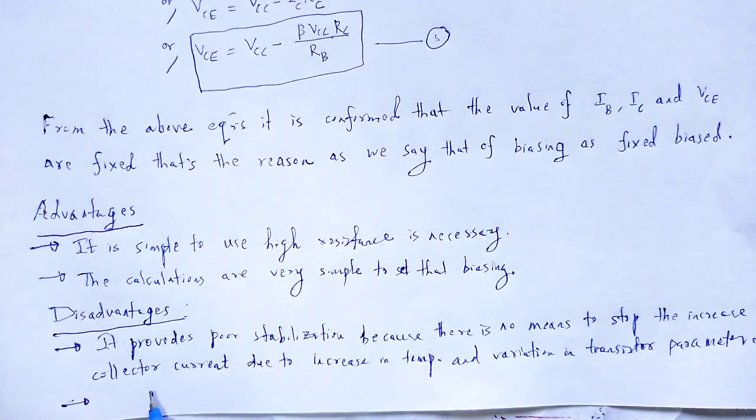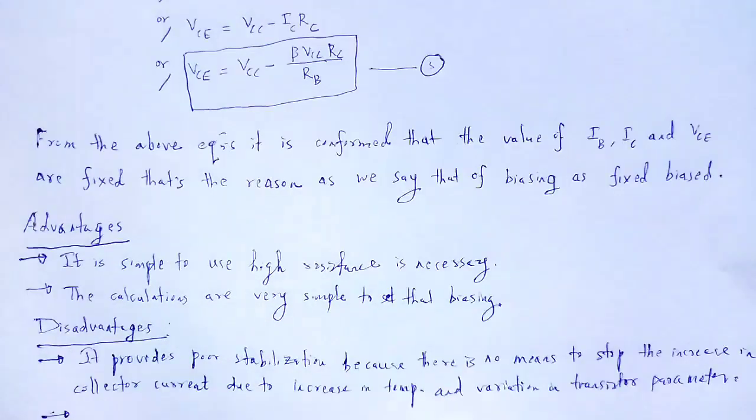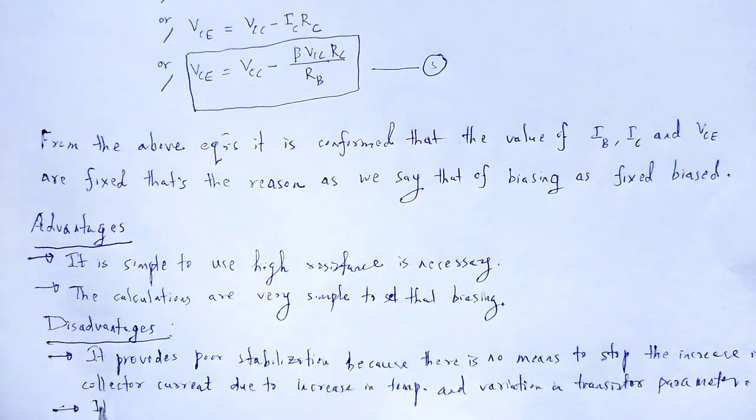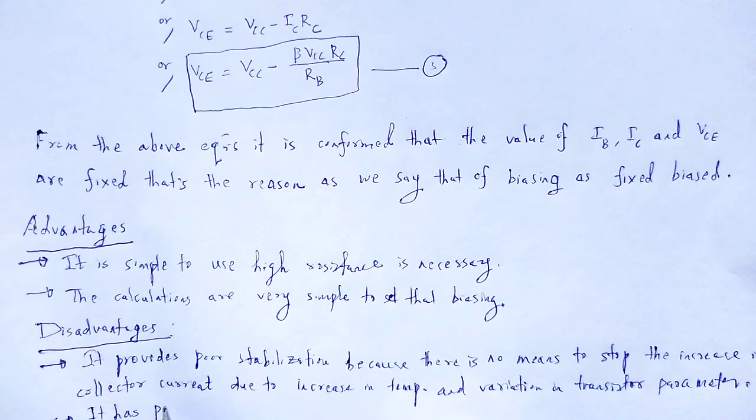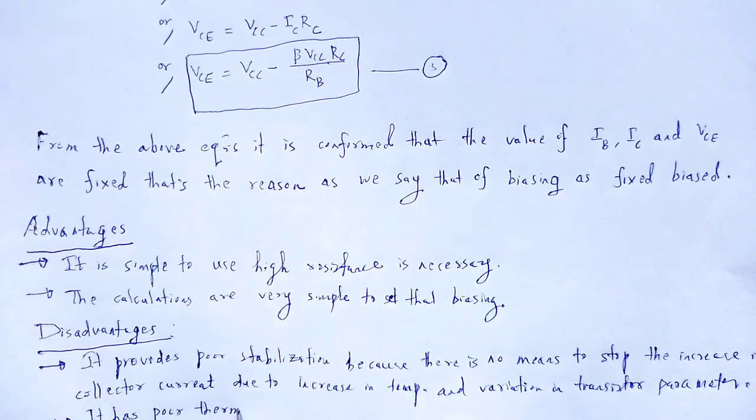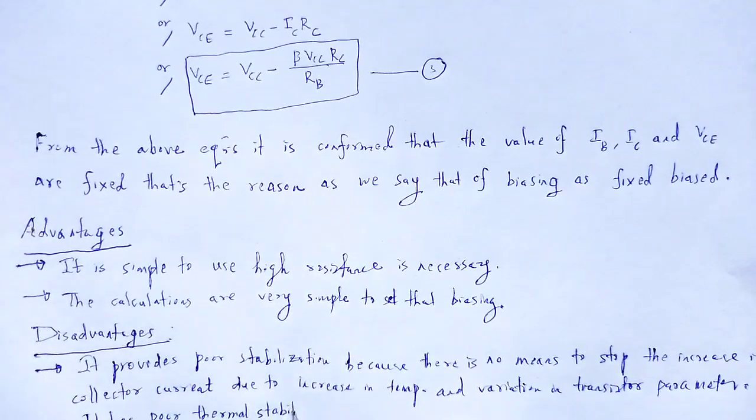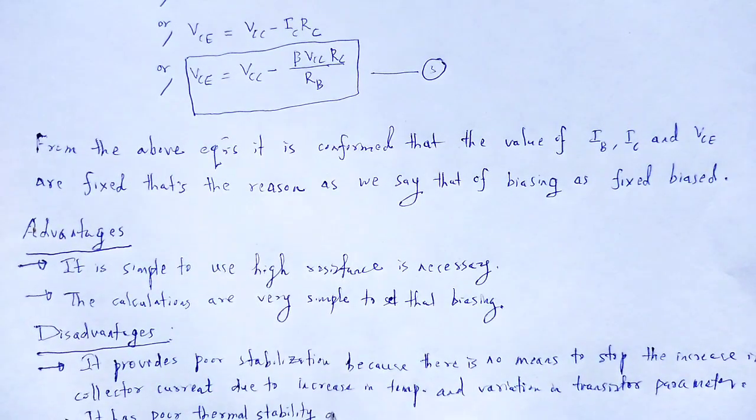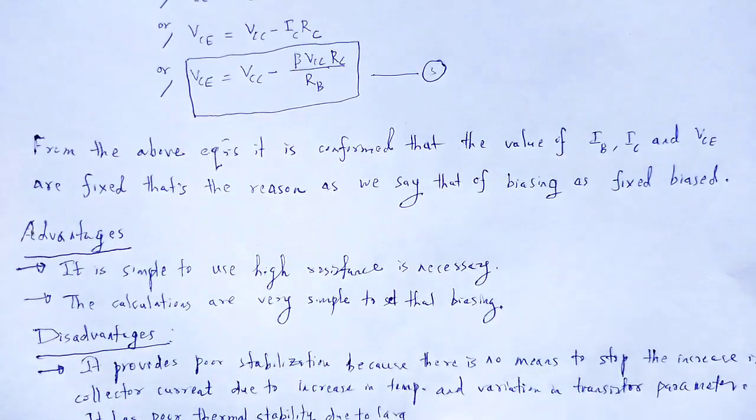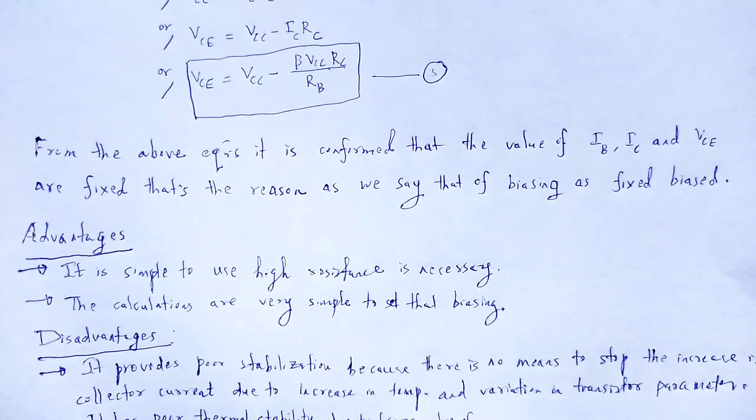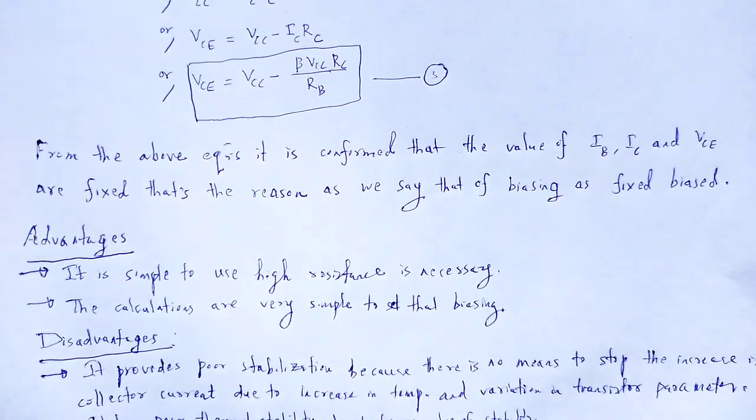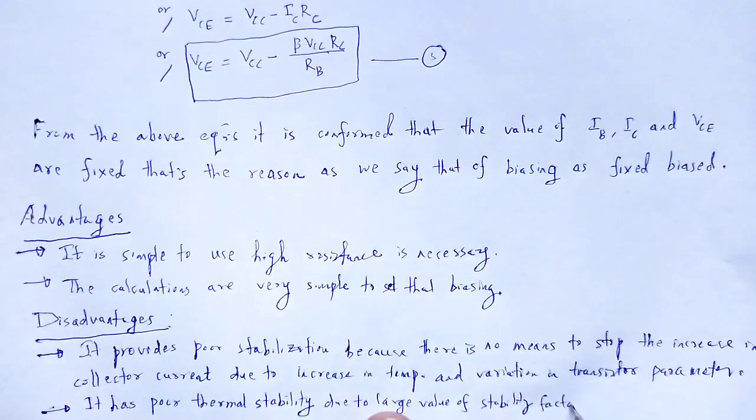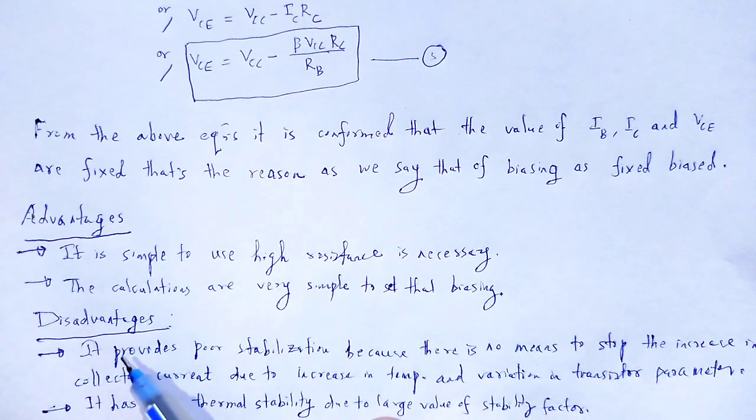And again, it has poor thermal stability to a large extent, due to the large value of the stability factor. That is the disadvantage of the fixed bias transistor method.